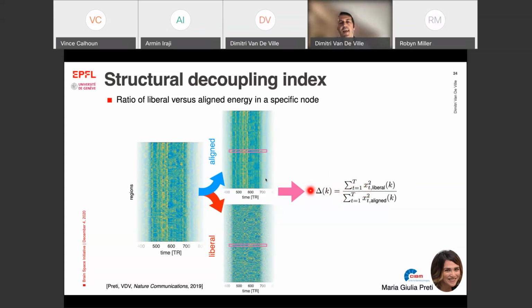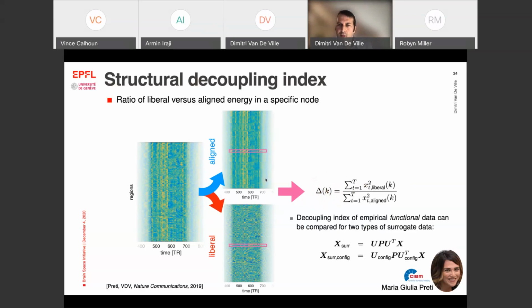Now, since we have chosen the cutoff such that on average the energy is equal in the low and in the high pass part, you might expect that probably this decoupling index should vary around 1. And I'm going to show you in a moment, but then we're going to do that not only on the empirical data, but also on surrogate data, either surrogate data generated on the empirical structural connectome or surrogate data generated on the configuration model.